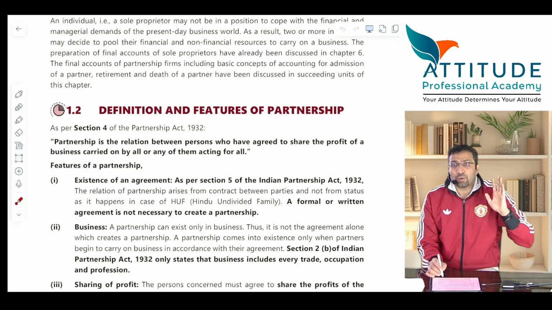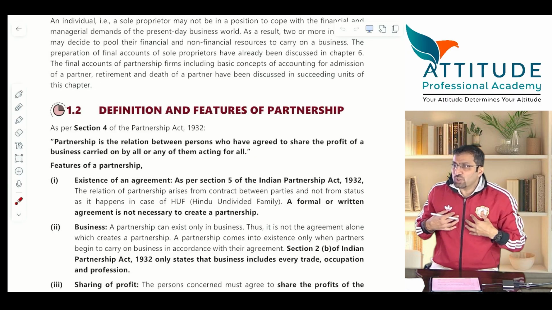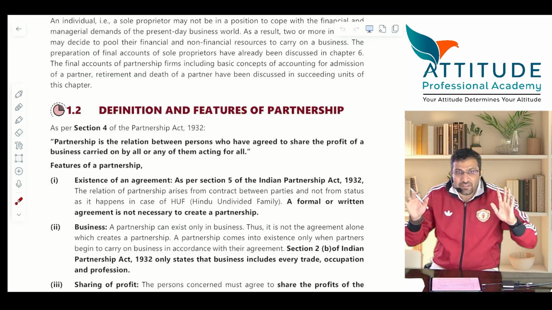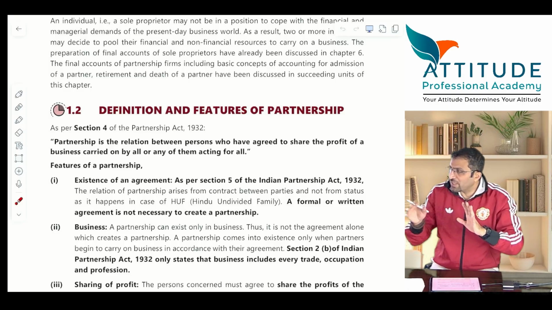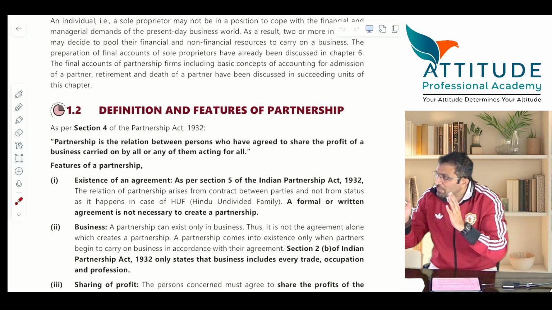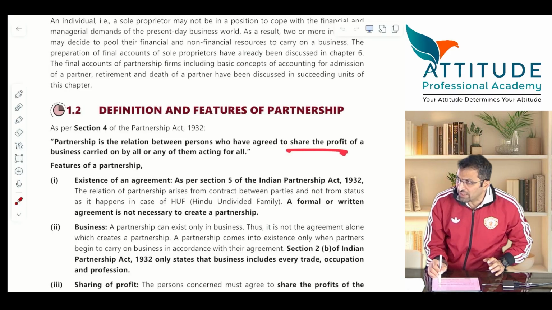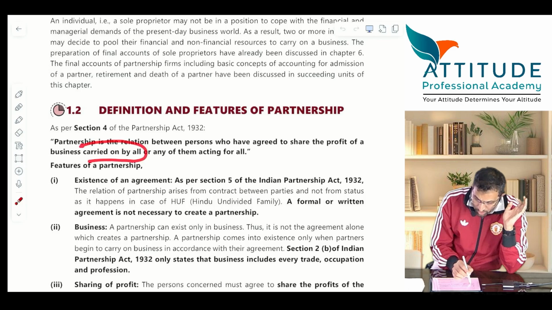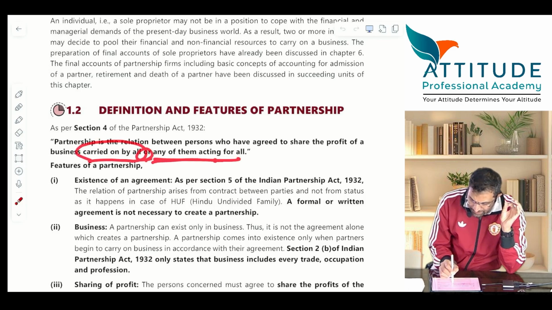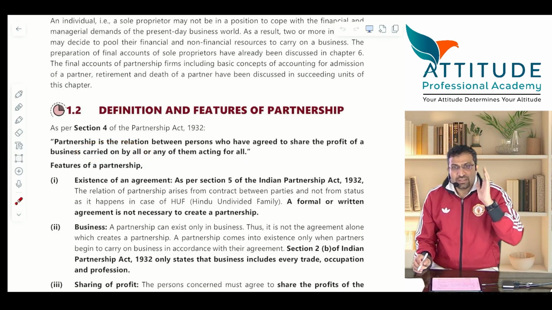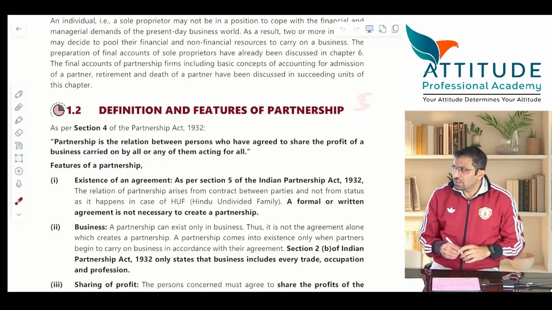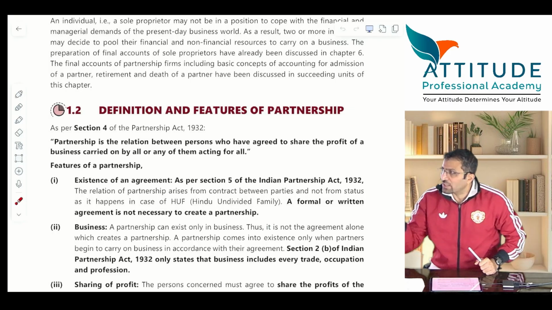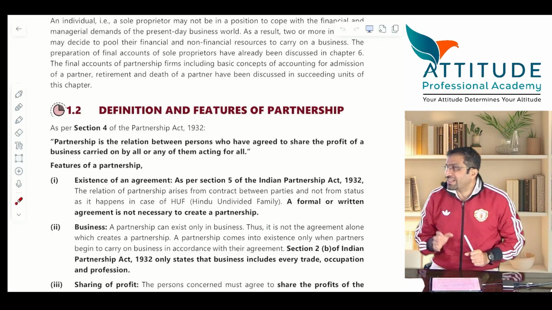Profits of the business means sharing of profits is very, very important, and there should be business. It should not be a non-profit organization. So if I want to start a non-profit organization, meaning my intention is not to make profits, then I cannot start a partnership firm. A partnership firm cannot be a non-profit organization. It has to be only profit making, because sharing of profits is important. There should be business. If there is no business, then there is no partnership. Carried on by all or any one of them acting for all. Sir, let us say there are 5 partners. All 5 partners can act, or one person can act for all. That is the crux of partnership.